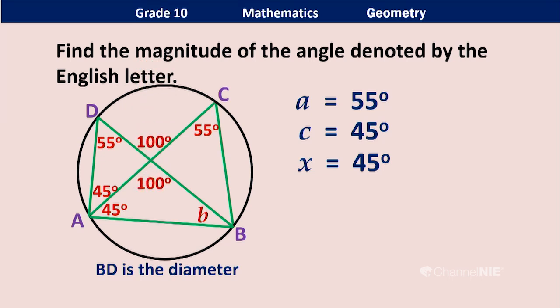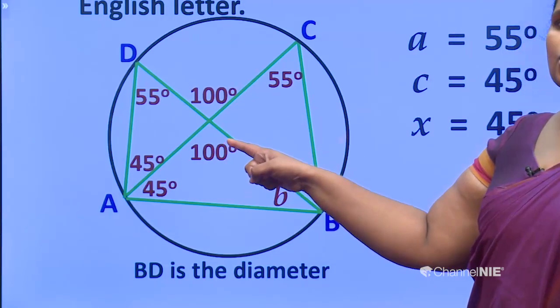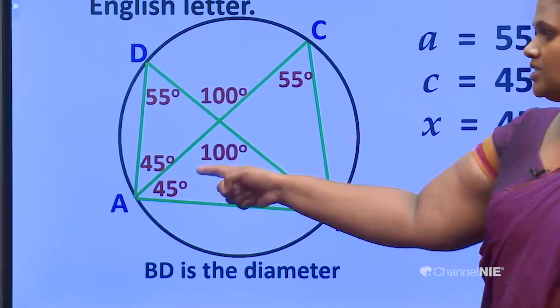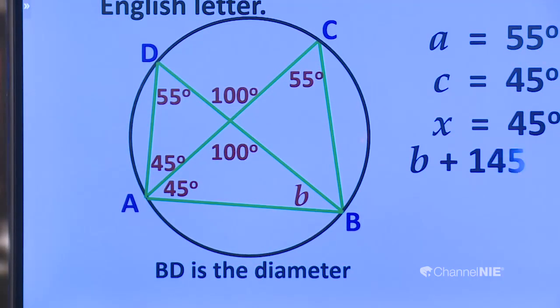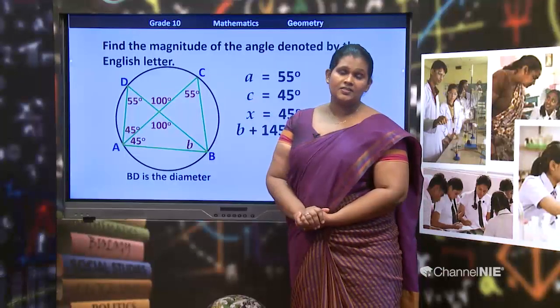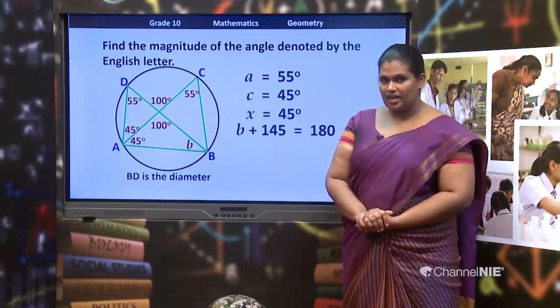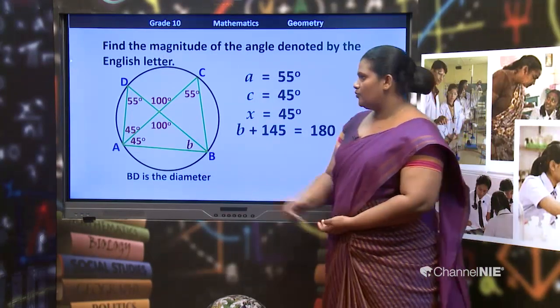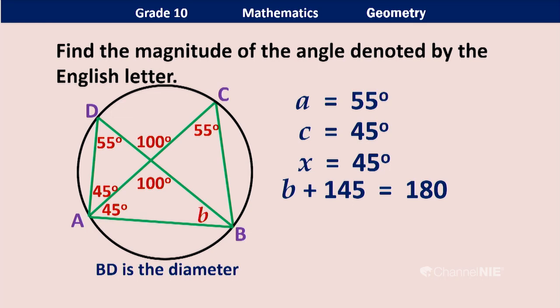Right. Now, since we know these two are vertically opposite angles, since this is 100 degrees, this angle should be equal to 100 degrees also. Therefore, we can consider this triangle, and we know that the sum of the interior angles of a triangle is 180 degrees. So, when we add the magnitudes of these three angles, we can get the sum of the interior angles of the triangle.